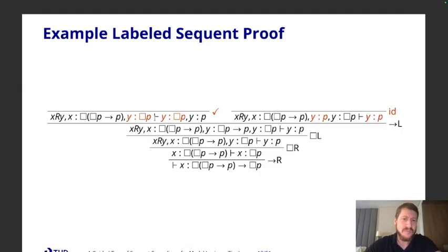And I haven't shown it here, but I have the same formula occurring on the left and the right here. I can apply the box right and the box left rule bottom up here to finish the proof construction process. I just haven't included it here because this proof would not fit on the slide if I had. But this proof can be finished via a couple of rule applications. Okay, that's an example of a labeled proof.